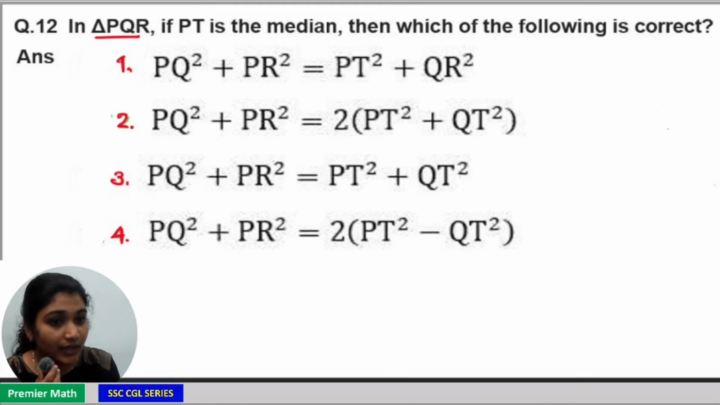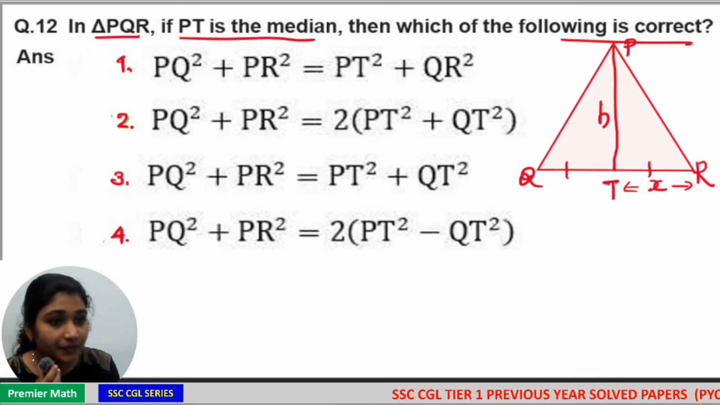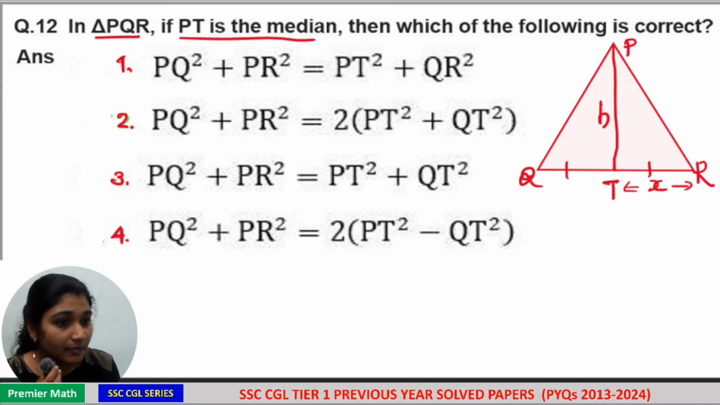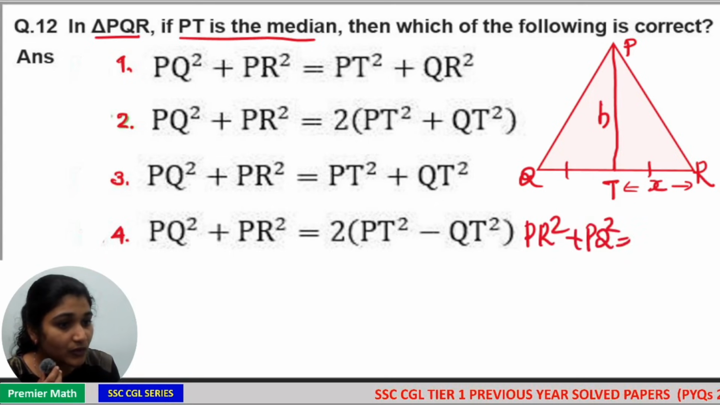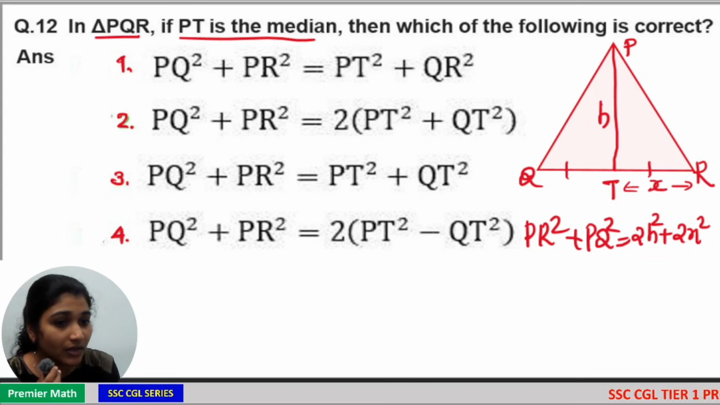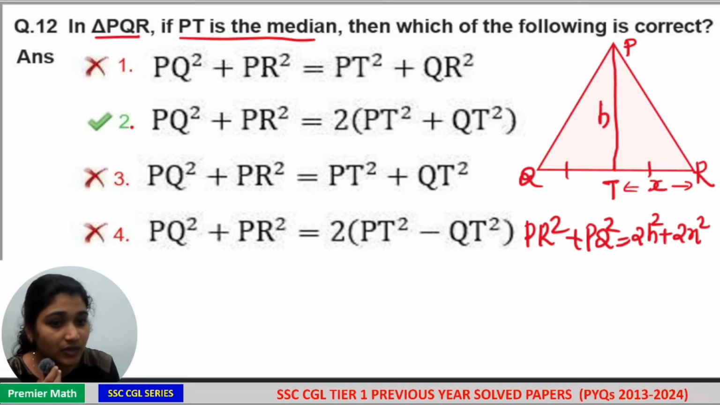In triangle PQR, if PT is the median, then which of the following is correct? Here, this is the triangle PQR. Now, PT is the median. Median divides base into two equal parts. Now, by median theorem, PR square plus PQ square is equal to 2 times H square plus 2 times half of the base square. That is 2 times H square plus 2 times X square. Now option 2 is our answer if you look at these options.